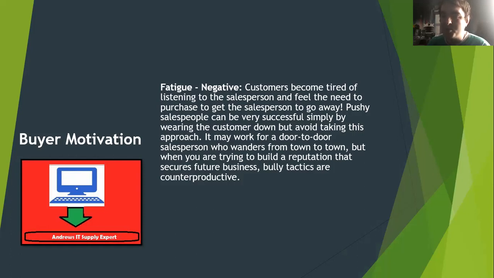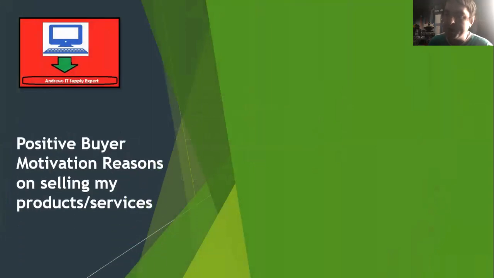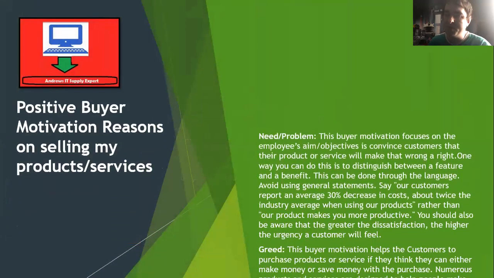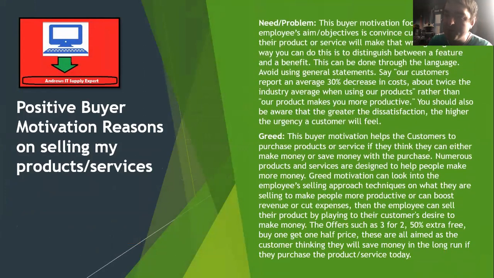It may work for a door-to-door salesperson who wanders from town to town, but when they're trying to build a reputation that secures future business, bully tactics are counterproductive. Right, so those are the 7 types of buyer motivations. Next slide will be telling us more on the positives of buyer motivation, the positive motivation reasons for selling my products and services.